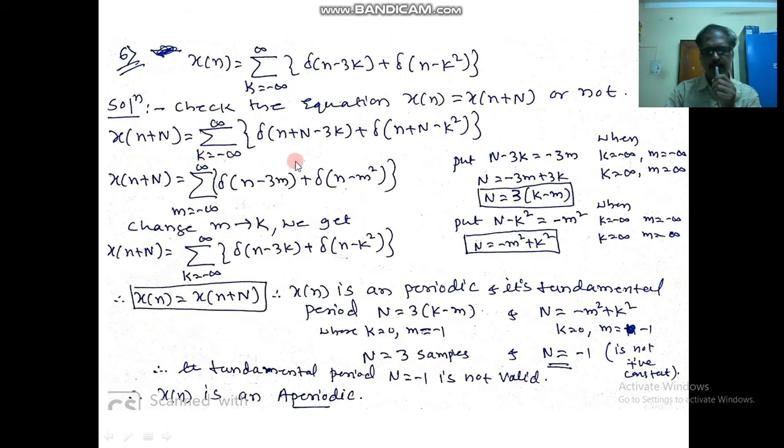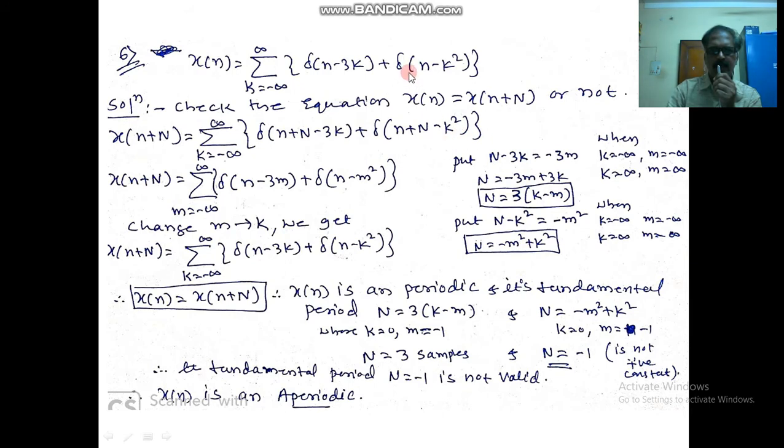When k equals minus infinity, substitute the value of minus infinity here, you will get m equals minus infinity. When k equals plus infinity, substitute the value of k as plus infinity here, you find the value of m is also infinity. Now from this equation I am finding the capital N value. What is capital N equal to? Minus 3m plus 3k, take 3 as common, 3 of k minus m.